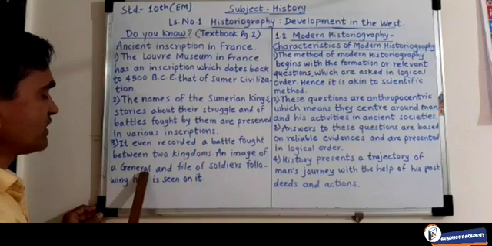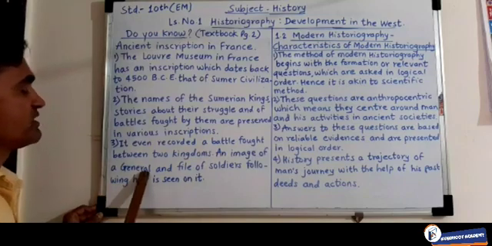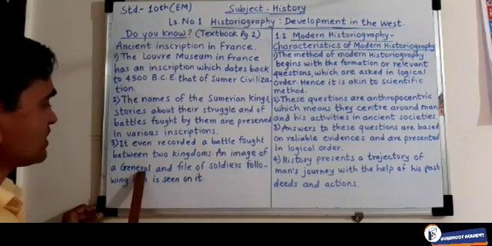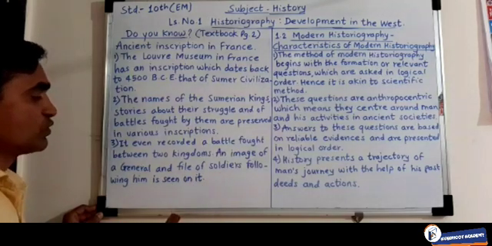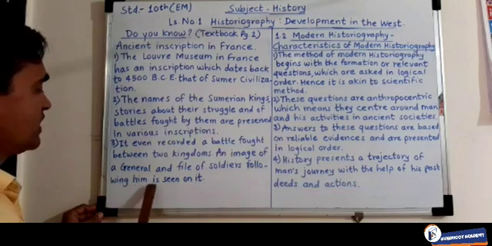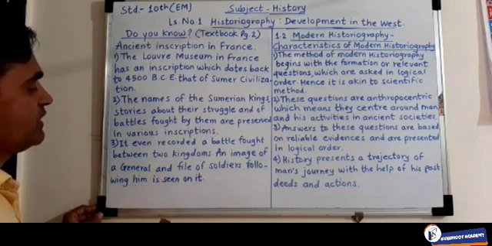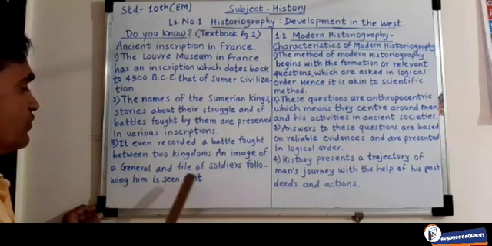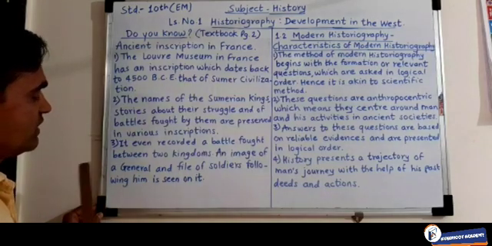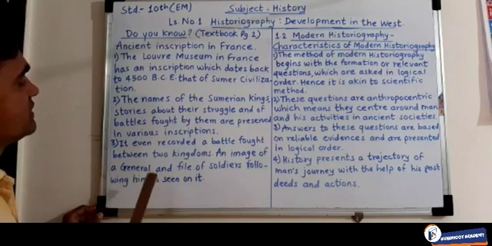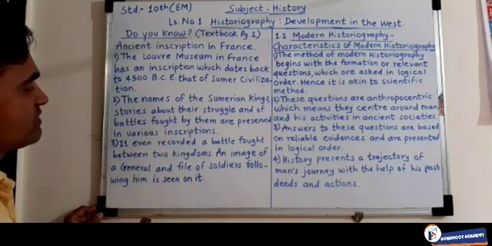You will find in this picture, the picture given there on page number 2, an image of a general and a file of soldiers. File of soldiers means a group of soldiers following him is seen on it. You will find the pictures of the soldiers who were following their general. In this way, this is also an important activity from your page number 2.